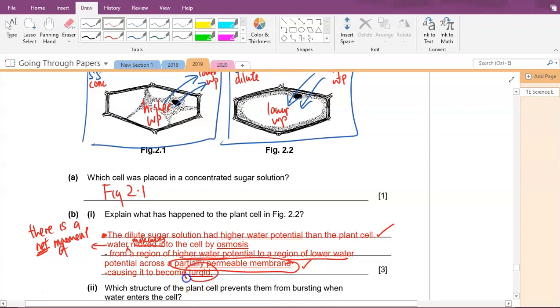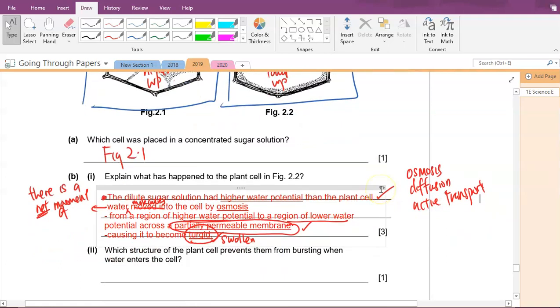And hence the cell became turgid. Those who write swollen is actually okay, but turgid is the more correct word to use. So take note of all these little details here. This kind of description is quite common. Hence, please make sure you know how to write about the movement of substances in terms of osmosis, diffusion as well, and even active transport. These are the three main processes in terms of the movement of substances.